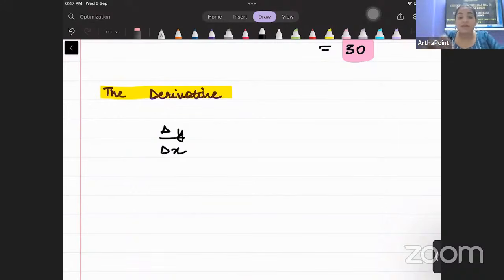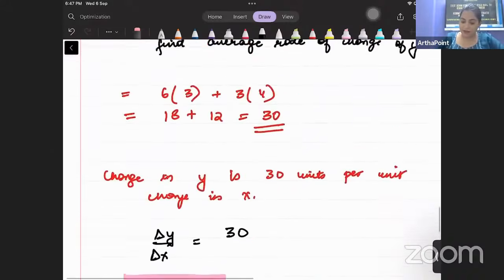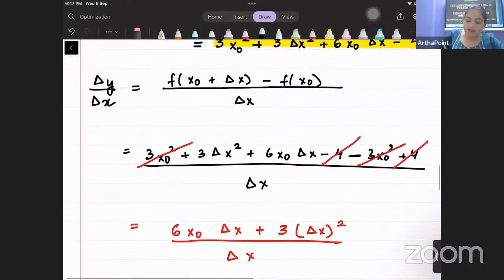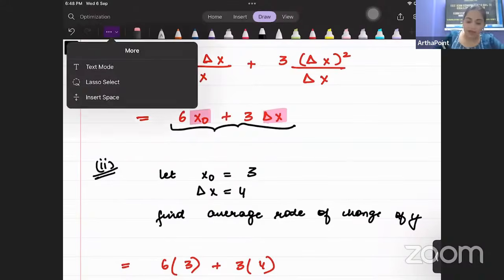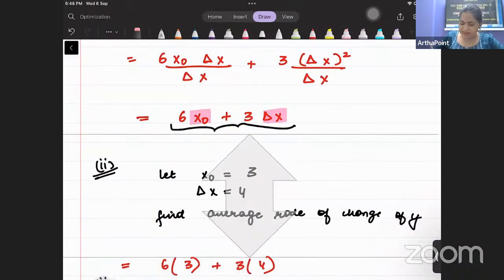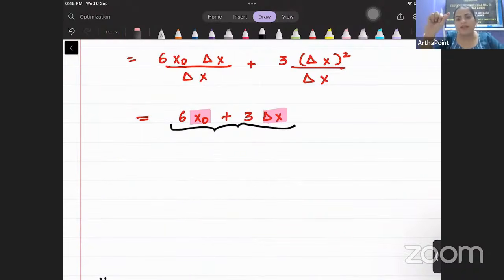So when I say that I am making the change very, very small, what does that mean? It means that I am putting limit change in x tends to 0. पहले हम example में समझेंगे, then we will write the definition. अच्छा यहाँ देखो, come back here to this question. So beta, when I found out change in y by change in x, what is the term I got? क्या मेरे को मिला? I got 6x naught plus 3 change in x. Now I am saying that my x is changing by very small amount. मेरा x बहुत कम amount से change हो रहा है.